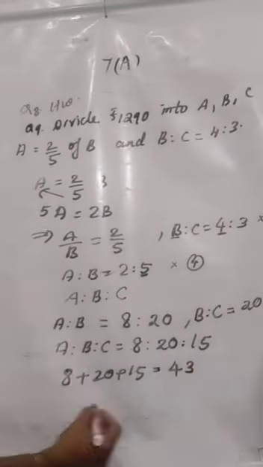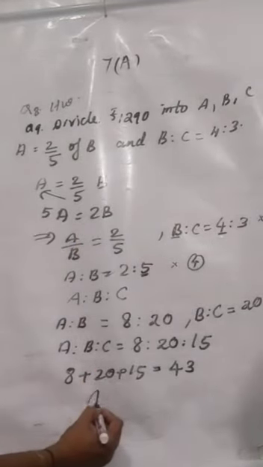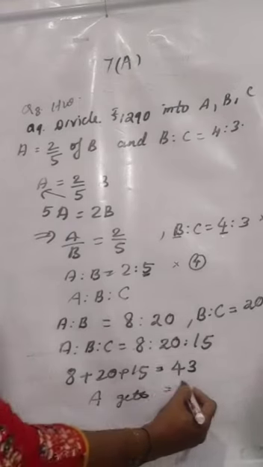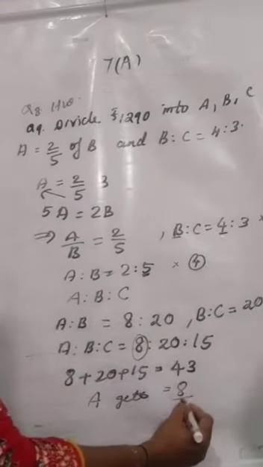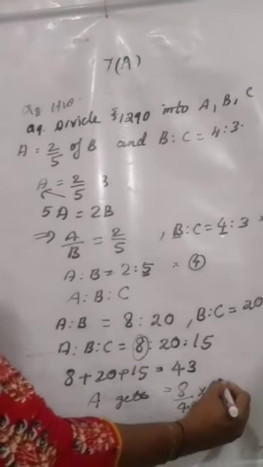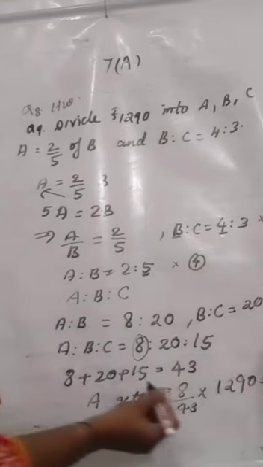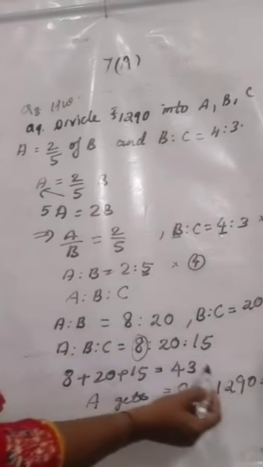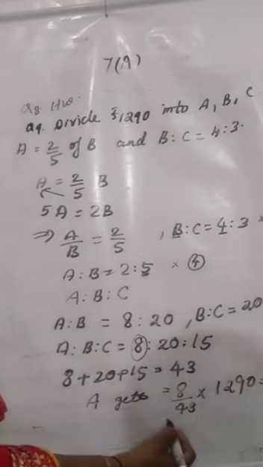43. Now what is the share of A? How can we find A's value? A gets, this is the ratio of A, that is 8 out of 43 of rupees 1290. Similarly, you can find that of B as 20 by 43 into 1290 and that of C as 15 by 43 into 1290. Let us simplify this.